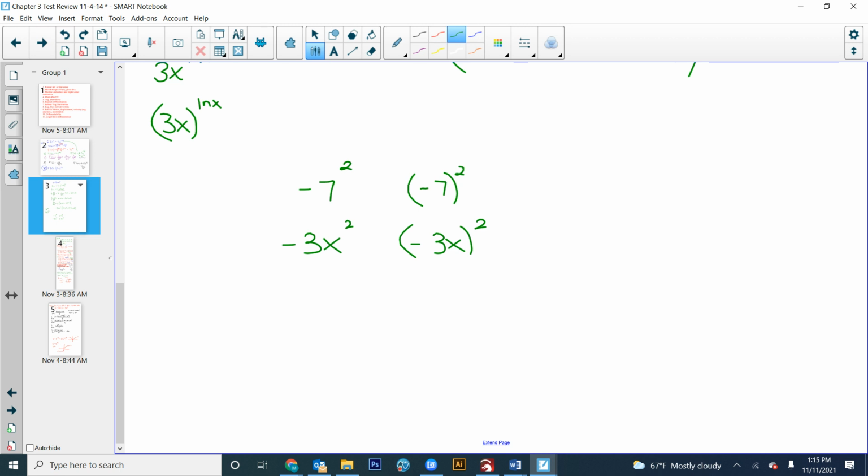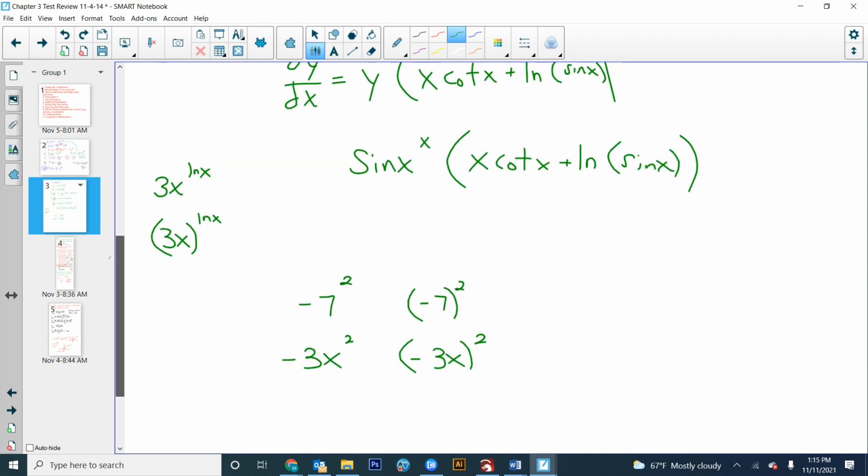What's this right here? Negative 49. Order of operations, exponents, 7 squared, 49. Negative 1 times 49. It is what you see. Negative 3 times x squared is negative 9x squared, right? Parentheses? No parentheses.